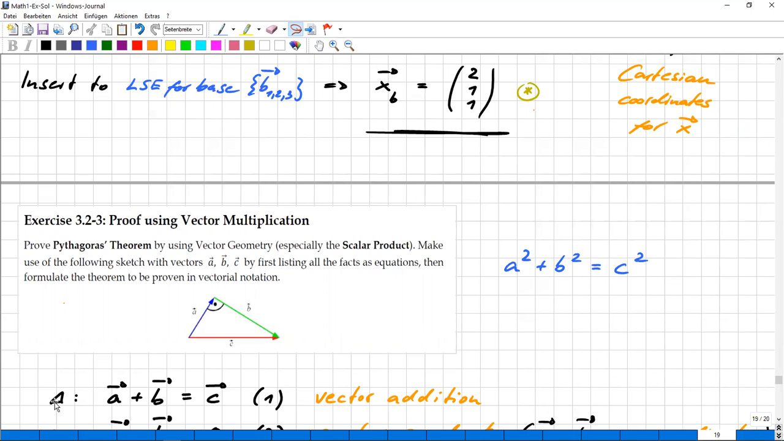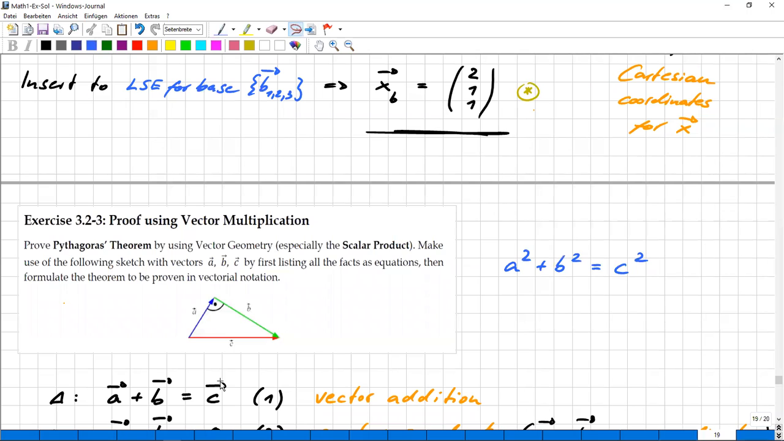This triangle symbol denotes that I build or construct a vector sum of A plus B equals C. That's all. Okay, so that's already one vector equation using vector addition to show what we have, or just to write down what we have.